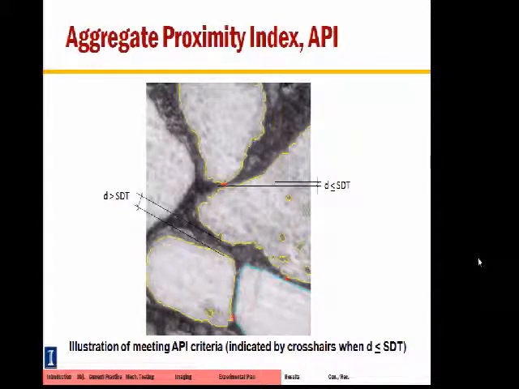So during the analysis phase of all of this, the software will identify the perimeter of each aggregate equal to or greater than the user-defined minimum aggregate size. Then it will look for the closest point between adjacent aggregate. If those two aggregate are closer than that user-defined surface distance threshold, it's considered what would have previously been a contact point, but is now a contribution to that aggregate proximity. If they're farther apart, it is not identified.